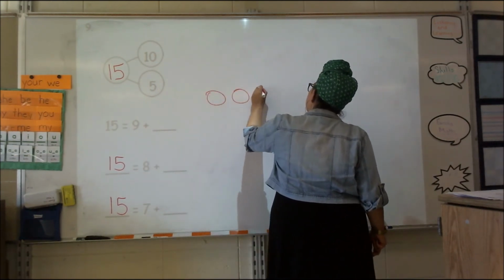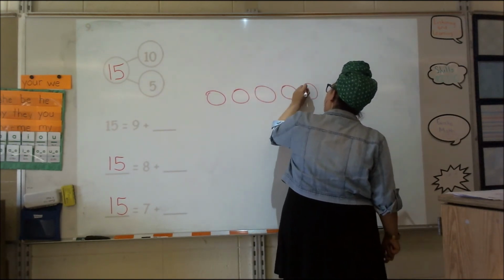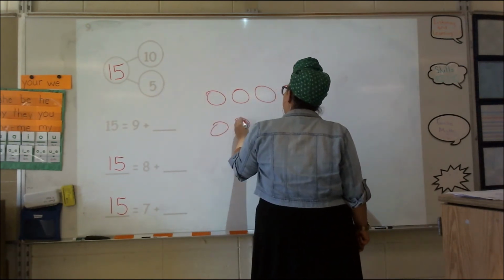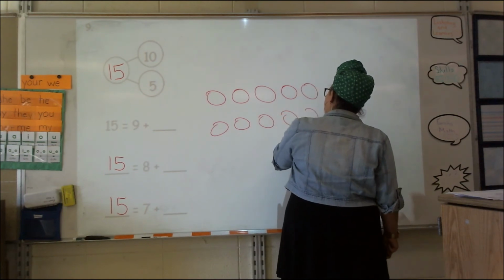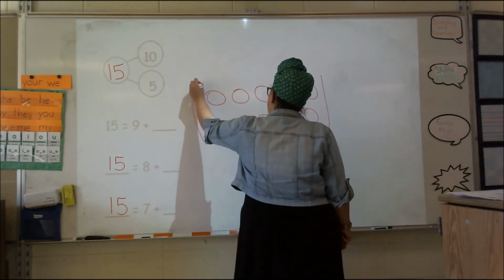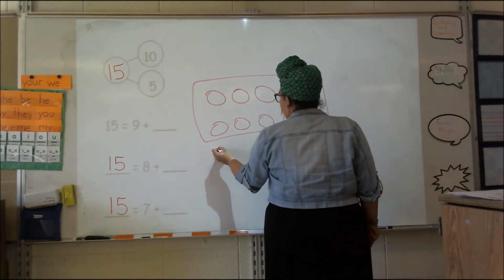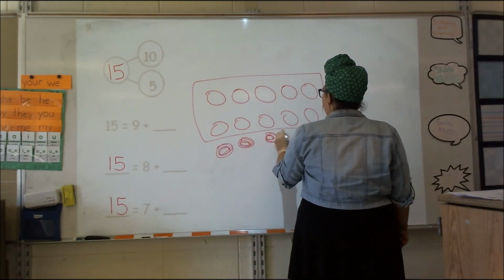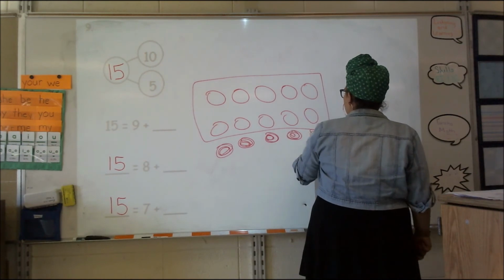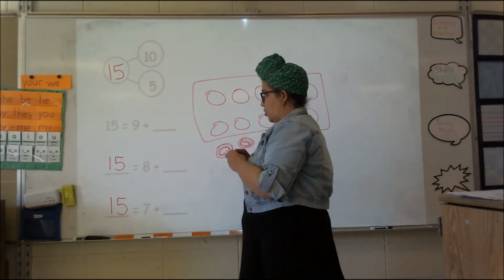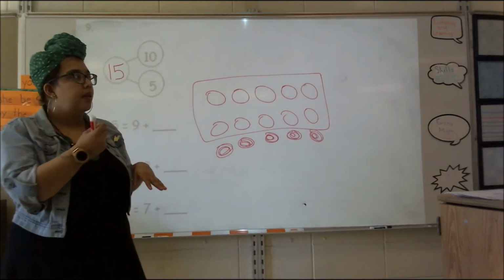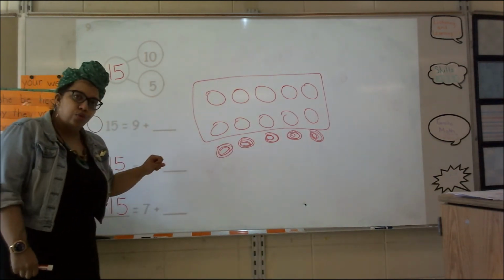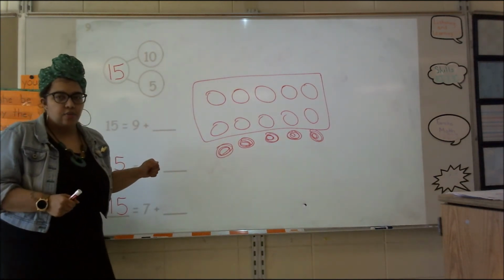1, 2, 3, 4, 5, 6, 7, 8, 9, 10. That's a group of 10. 11, 12, 13, 14, 15. All right, so we know we have 15. That's 10 and 5. So let's move the pieces around.